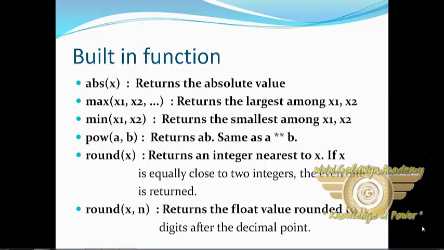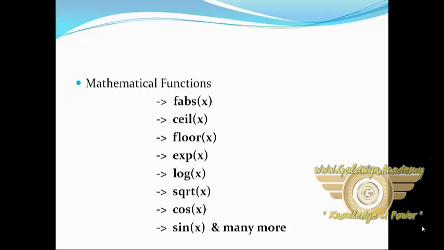Min returns the smallest value among x1 and x2. Pow returns a raised to b. Round returns the integer nearest to x; if x is equally close to two integers, the even one is returned. The other round returns the float value rounded to n digits after the decimal point.